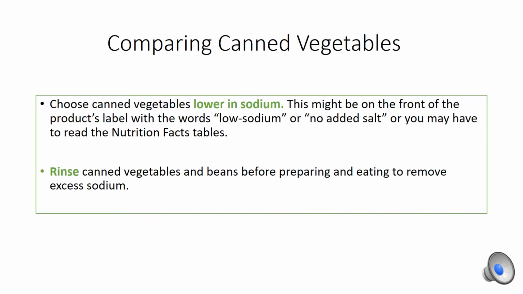When comparing canned vegetables, we want to choose those that are lower in sodium. So this might be on the front of the product's label with the words low sodium or no added salt, or you may have to read the nutrition facts tables. Just a note is to rinse canned vegetables and beans before preparing and eating them to remove the excess sodium.